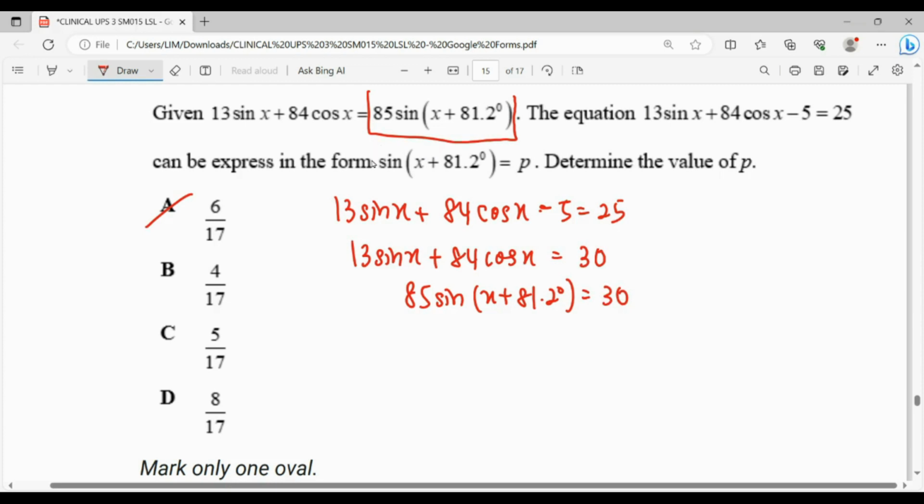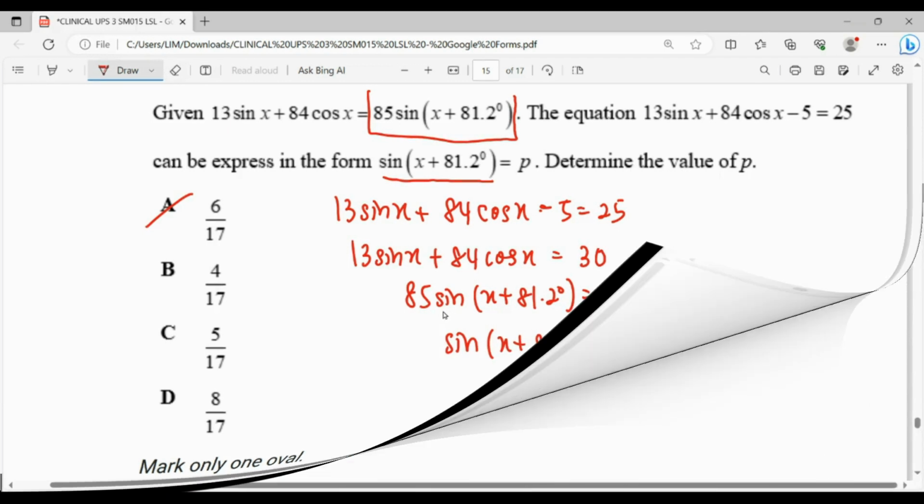So simplify into sine as the subject. When we make sine the subject, means 85 is moving to the right hand side. Then we simplify this, we'll get 6 over 17.